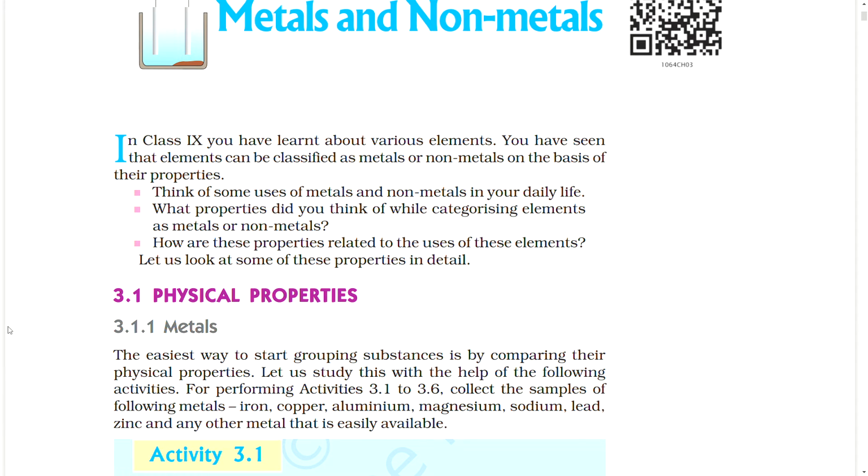Think of some uses of metals and nonmetals in your daily life. What properties did you think of while categorizing elements as metals or nonmetals? How are these properties related to the use of these elements? Let us look at some of these properties in detail.